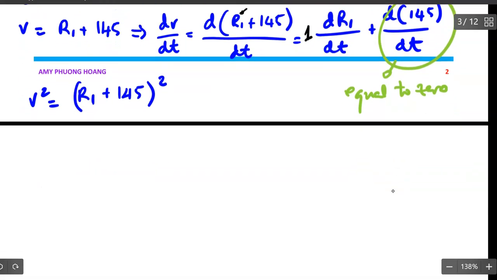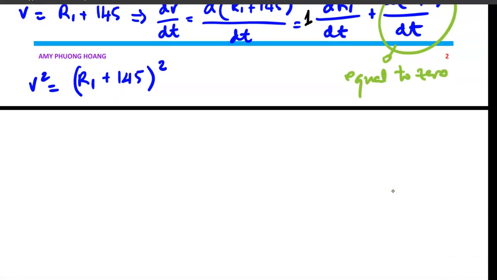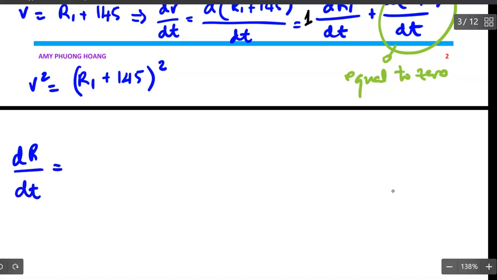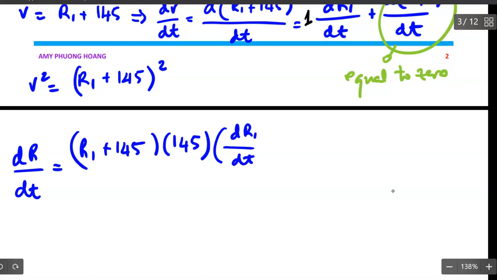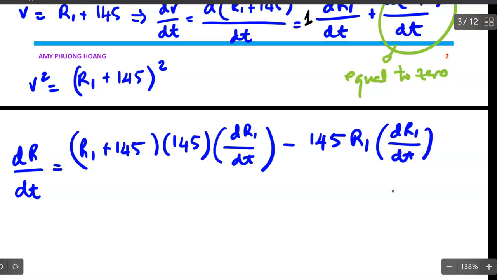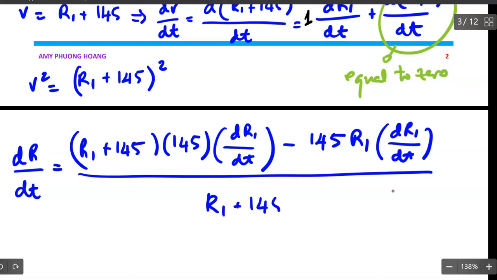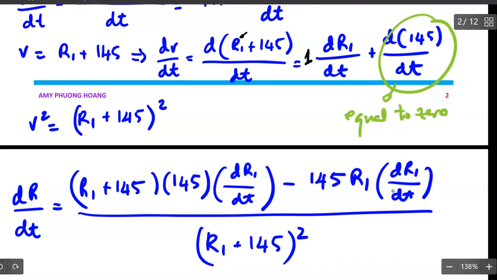Okay, so let's substitute into our equation. So now I have dR over dt. First of all, v is R1 plus 145, and then I multiply by du over dt. So I multiply by 145 of dR1 over dt, subtract that with 145 times R1 times dR1 over dt, and the whole thing is divided by R1 plus 145, all of it squared.